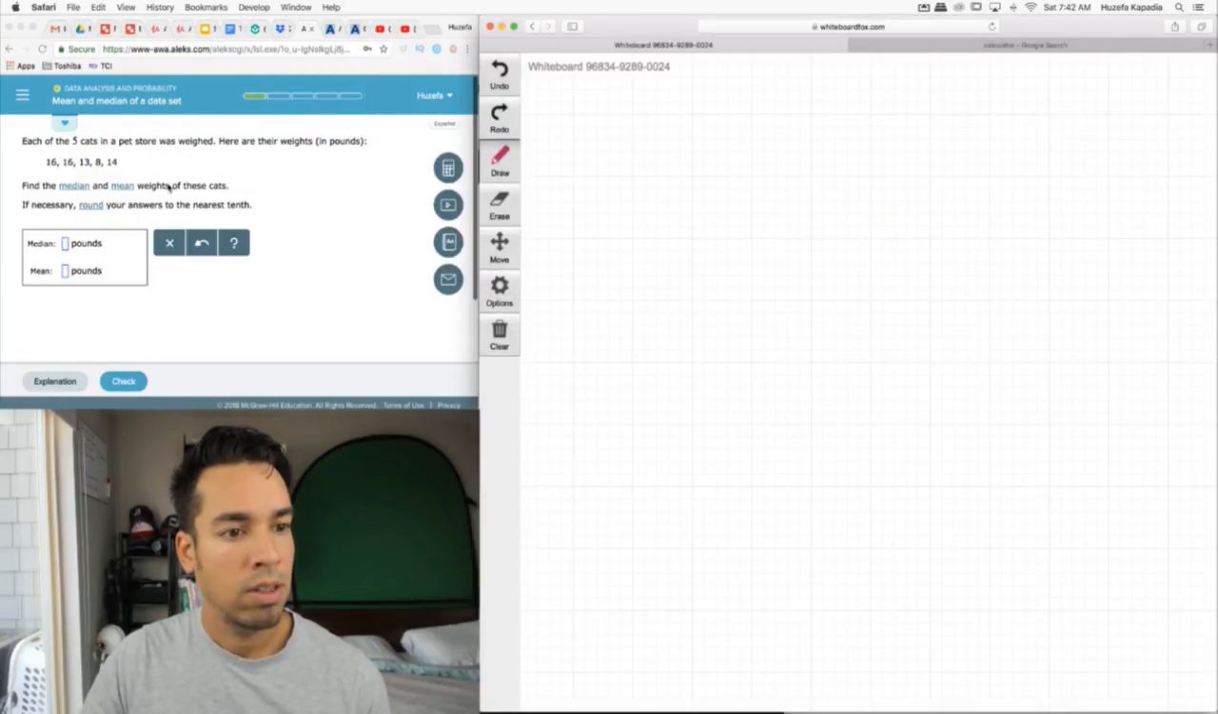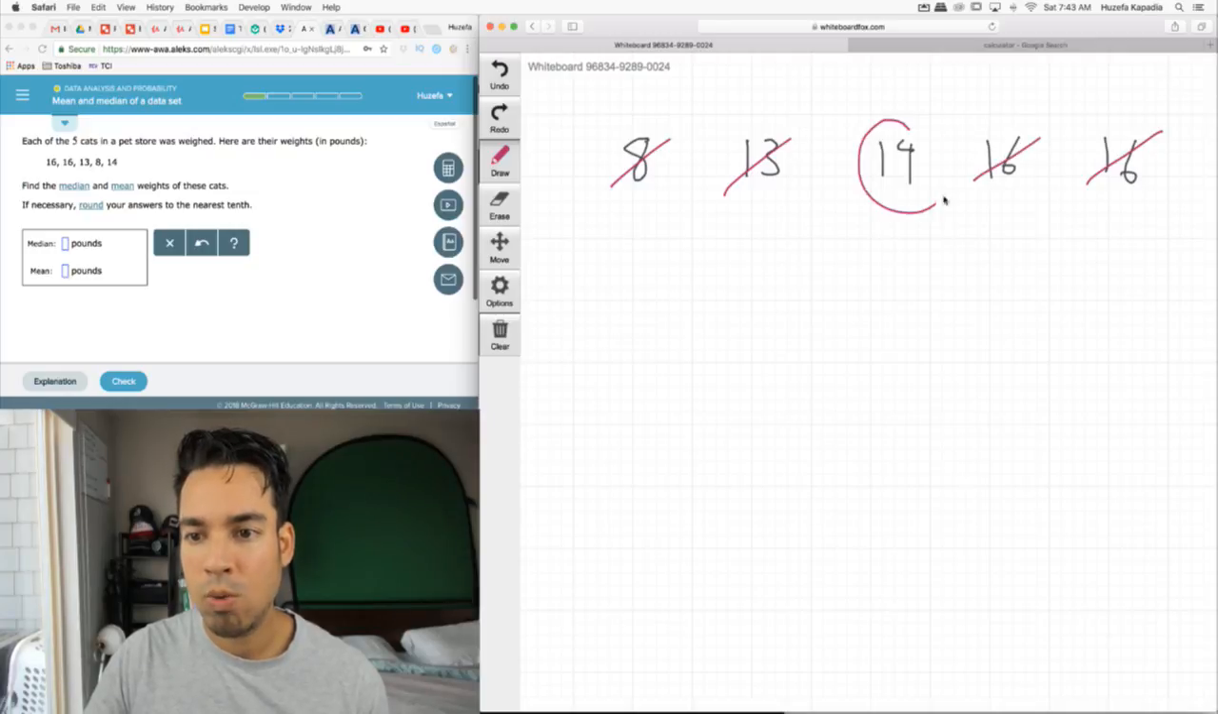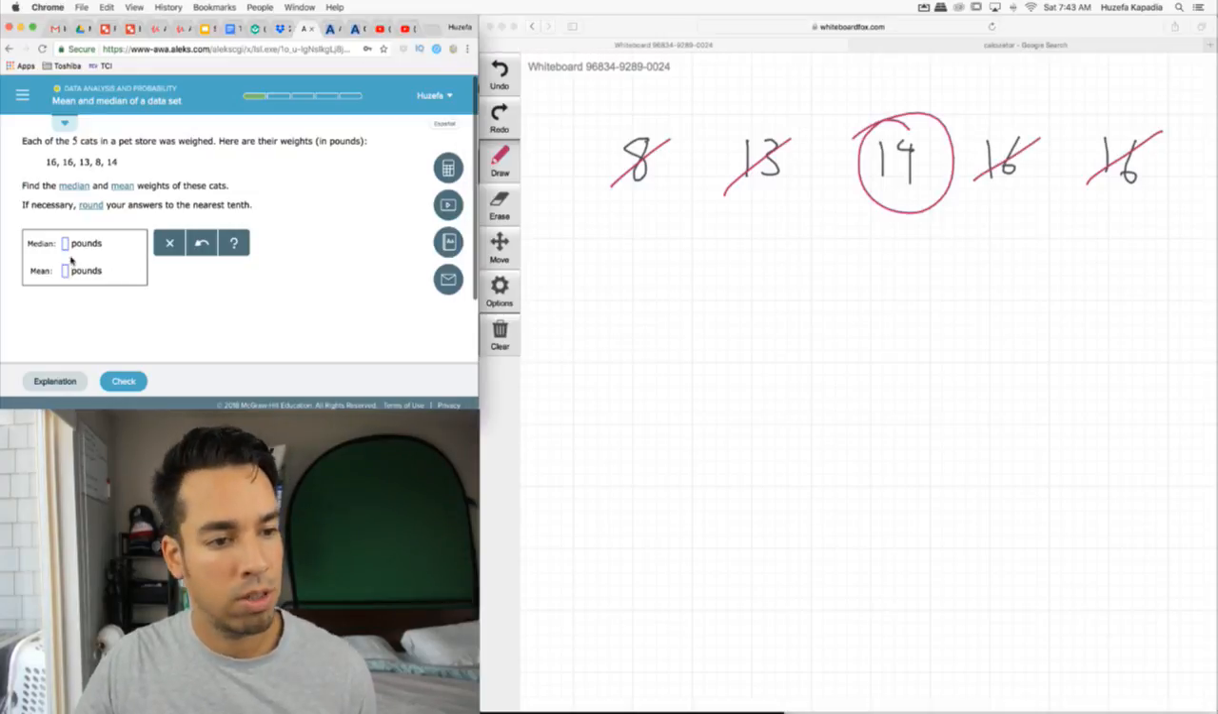Okay, next. Same deal, we need to find the mean and median. So first I'm going to set out all these numbers once again like this: 8, 13, 14, 16, and 16. Let's cross off to find the median. Now it's an odd number, so we've got one exact middle value, which is the median, and that's 14.